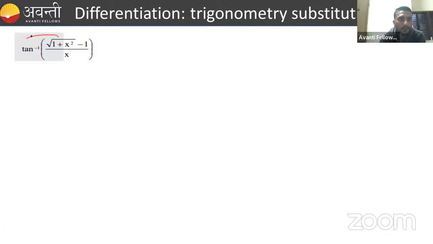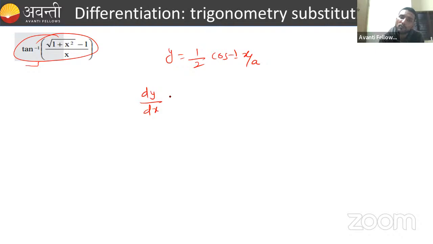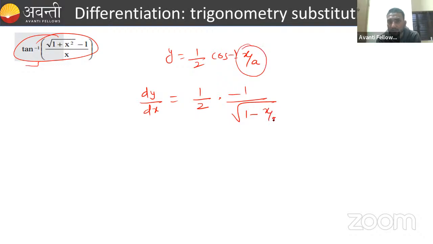You can ignore this question for now. So we are getting y equals 1 by 2 cos inverse x by a. Now you can find dy by dx. I hope you know the formula: for 1 by 2 cos inverse x, the derivative of cos inverse x is minus 1 divided by root under 1 minus x square. So I will write minus 1 divided by root under 1 minus, in place of x, (x by a) whole square. And you know that the derivative of x by a is 1 by a.